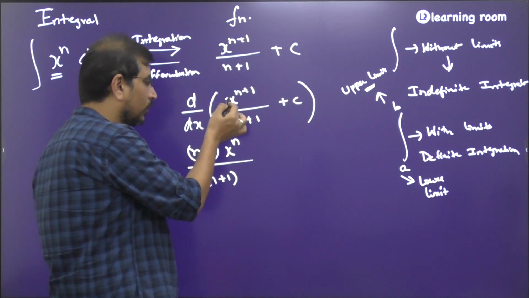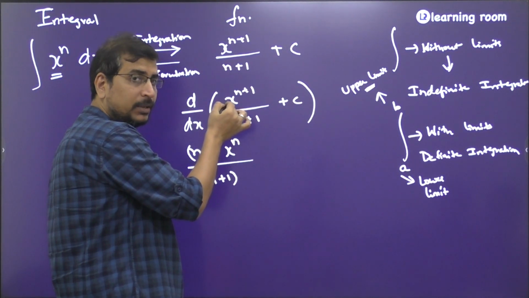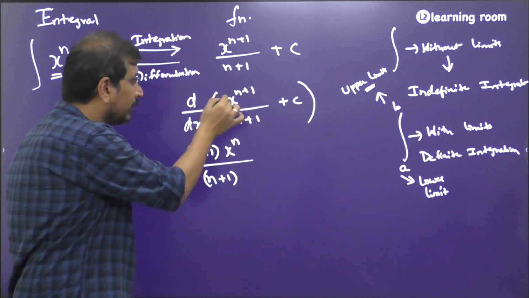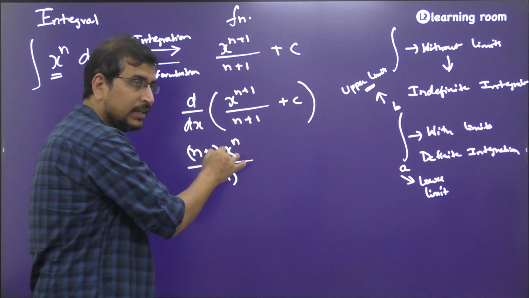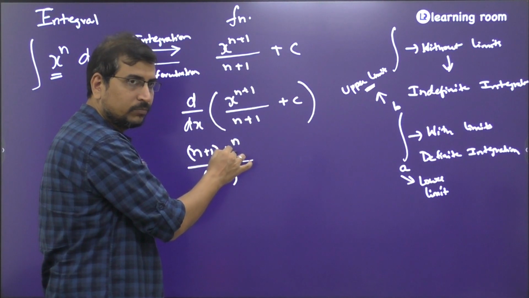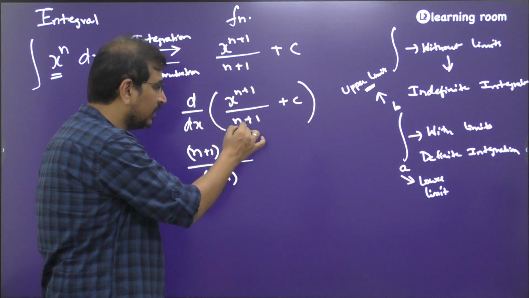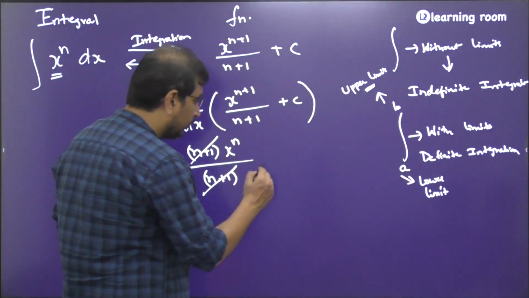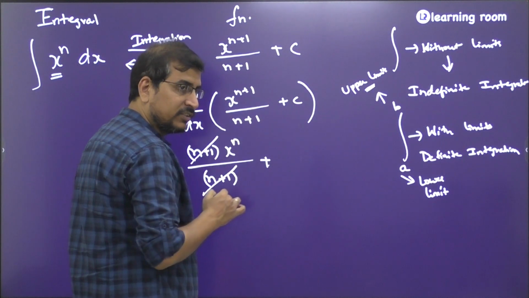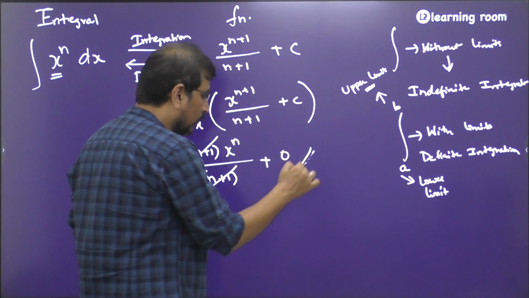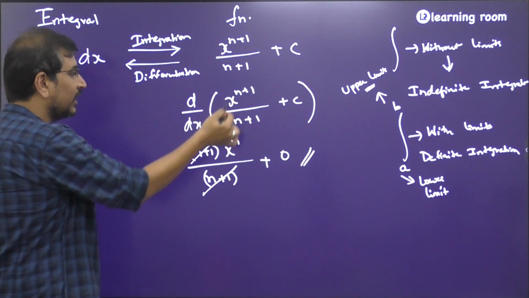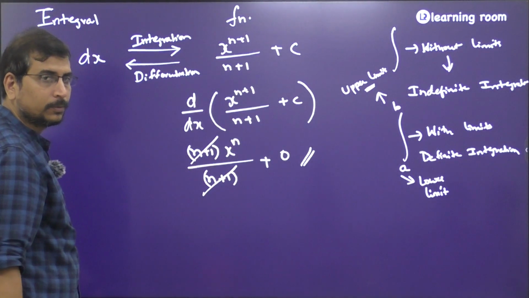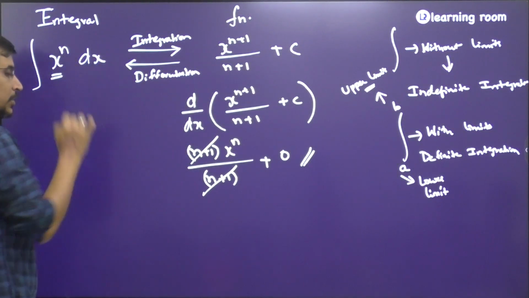So what should I differentiate? Only x power n plus 1. So derivative of x power n plus 1 is n plus 1 into x power, reduce the power by 1, x power n, the whole divided by this n plus 1. n plus 1 and n plus 1 will get cancelled. Plus, what is the derivative of a constant? 0. So on differentiating this x power n plus 1 by n plus 1, what is it that you got? x power n, you got this function back.